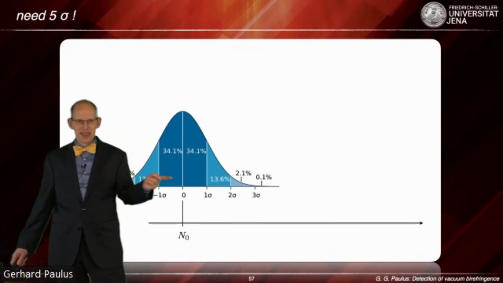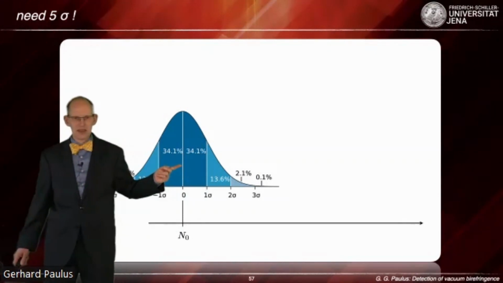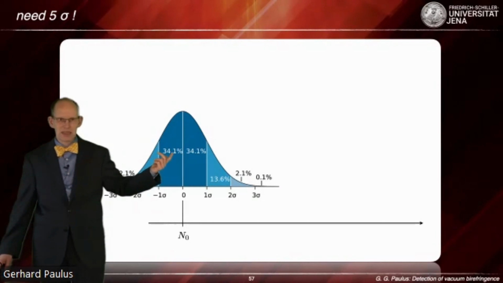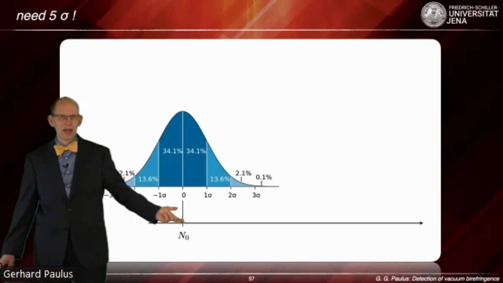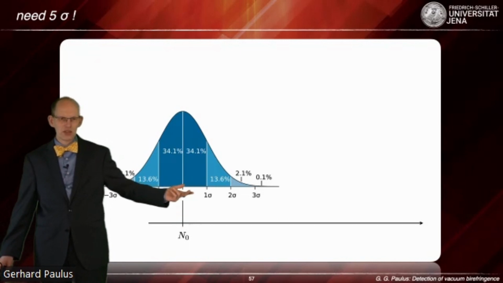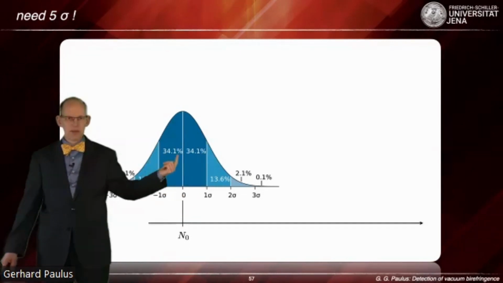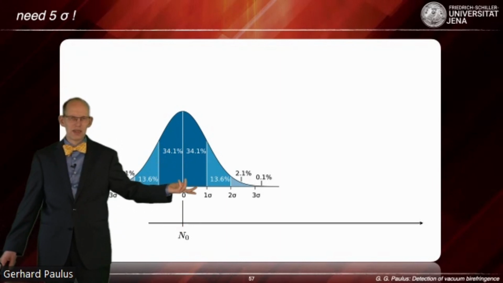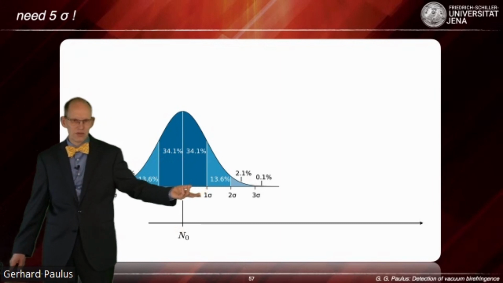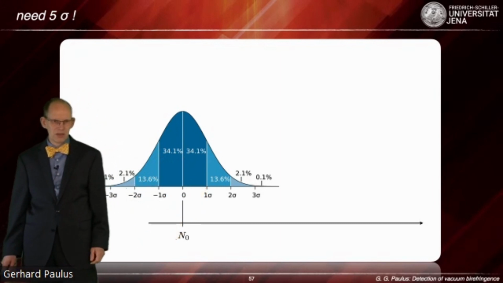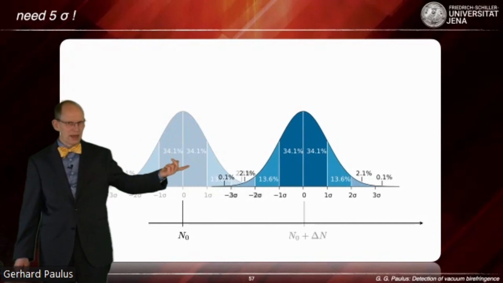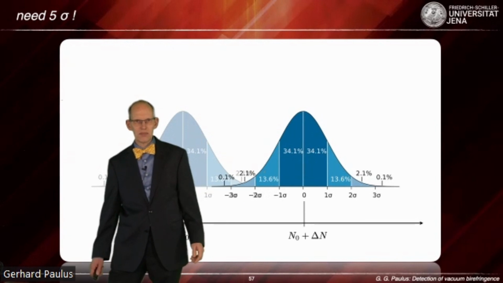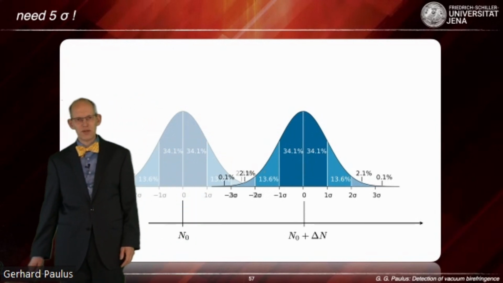What you see here is the distribution that you would get if you do many experiments and just record the background. So if the petawatt laser is switched off, the width is, of course, the square root of the background number, if you have enough background counts. And then if you apply the laser, you would detect a few more photons.